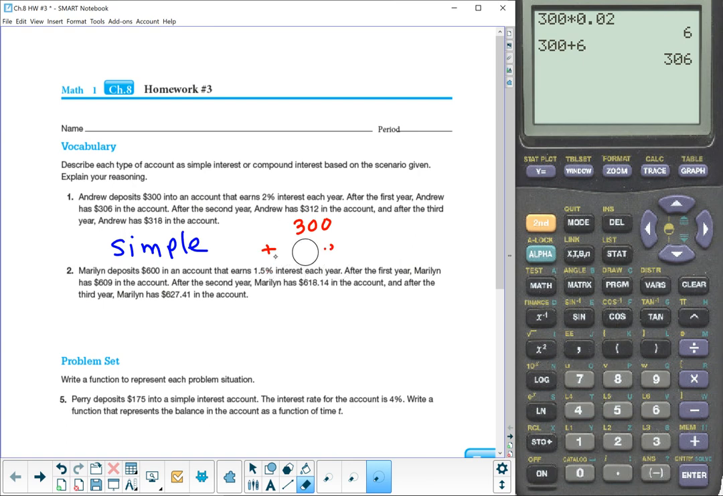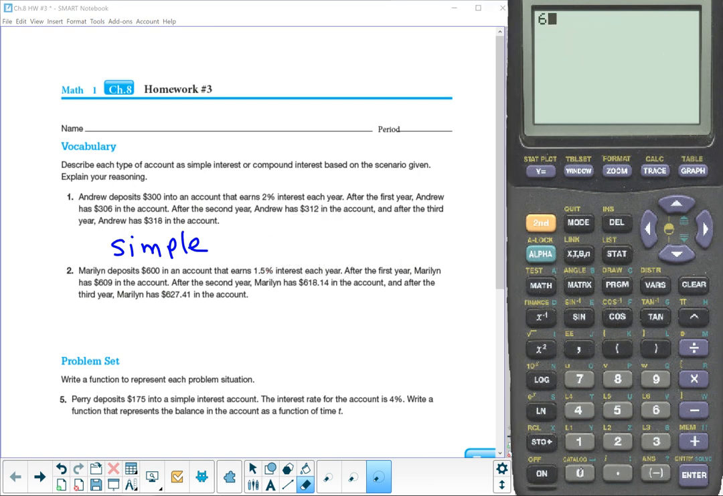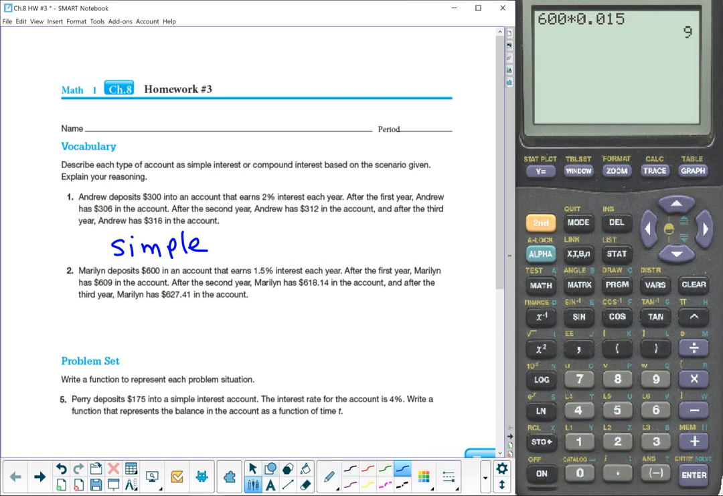It doesn't mean automatically the second one's going to be compound, but let's look. Okay, Maryland deposits $600 into an account that earns 1.5% interest each year. So we're going to multiply that by 0.015. So you start with $600, and then the first year, I'm going to add $9. Now if I add another $9 the second year and another $9 the third year, then that means it would be simple.